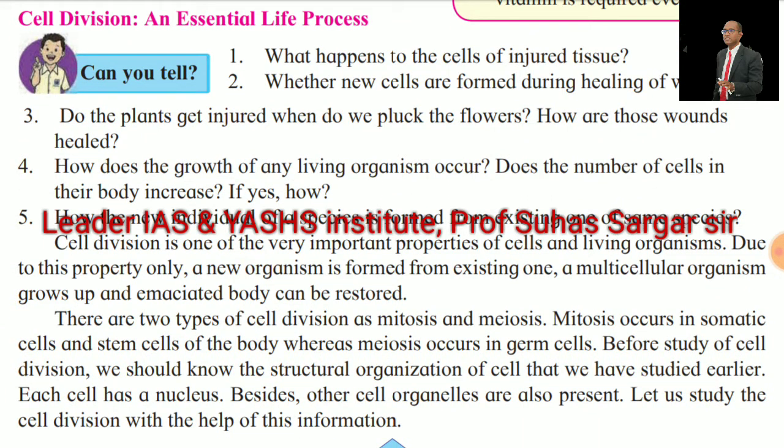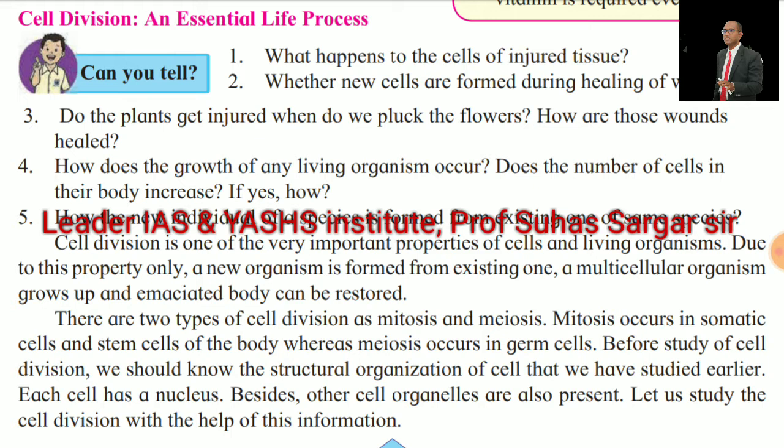Next, cell division, an essential life process. Can you tell a few things? First, what happens to the cells of injured tissue? Second, whether new cells are formed during healing of a wound. Third, do plants get injured? When we pluck flowers, how are those wounds healed? How does the growth of any living organism occur? Does the number of cells in their body increase? If yes, how? How are new individuals of a species formed from an existing one of the same species?